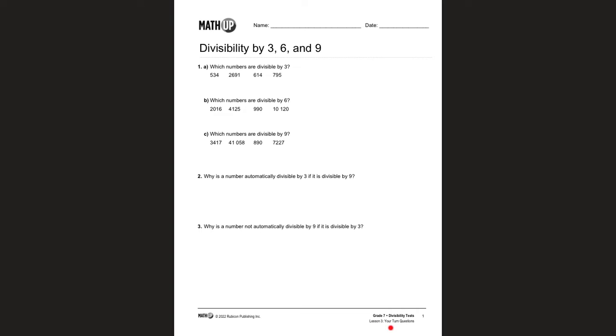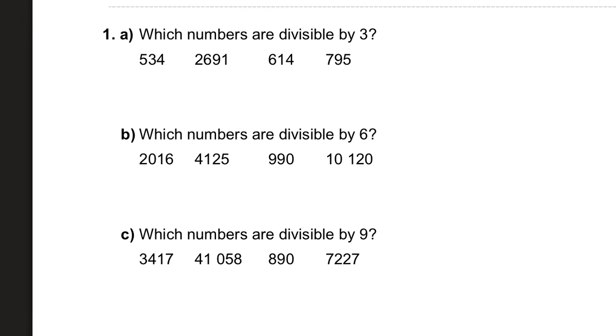Today we're looking at divisibility by 3, 6, and 9. These are our Lesson 3 Your Turn questions. First, it asks us, which numbers are divisible by 3? To answer this, we need to remember that the rule for divisibility by 3 is that if the digits in the number add up to a multiple of 3, then it's divisible by 3.